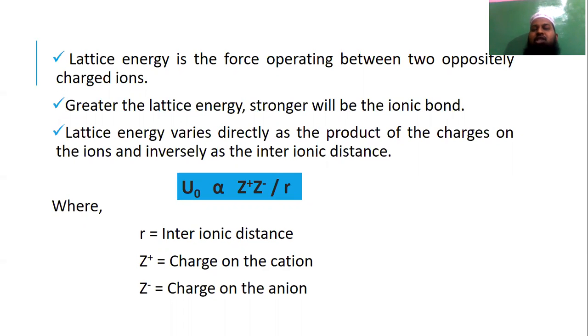The lattice energy is the force operating between two oppositely charged ions. The greater the lattice energy, the stronger the ionic bond. Lattice energy is directly proportional to the product of the charges on the ions and inversely proportional to the interionic distance. The equation is given below. U0 is directly proportional to Z plus Z minus by R, where R is the interionic distance, Z plus is the charge on the cation, and Z minus is the charge on the anion. Sometimes R is referred to as the radius of the cation and the radius of the anion.